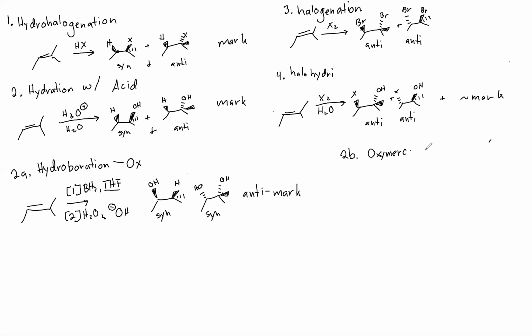So oxymercuration demercuration. I'll make this look like this. So we know that we avoid rearrangement. And as far as I know, you don't really need to know syn and anti as far as oxymercuration demercuration goes. So we're just going to leave that out. It adds Markovnikov, and it avoids carbocation rearrangement.